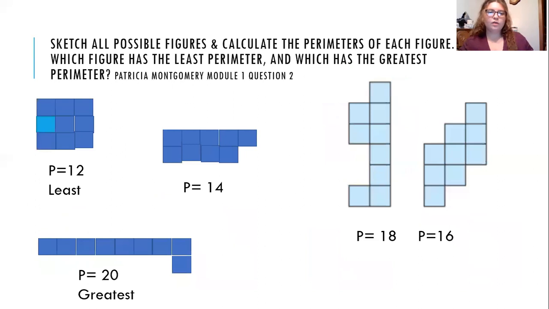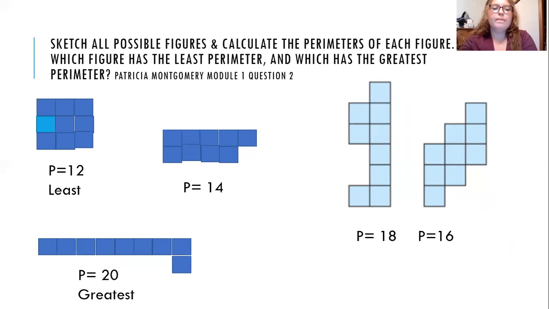So moving on to question 2. It gives us the ones that I have here in the light blue. And it says, sketch all possible figures and calculate the perimeter of each figure. Which figure has the least perimeter and which has the greatest? So we'll start out by noting that it also told us that each of these sides is worth 1. So whenever we do the perimeter of something, you add up all the sides and whatever the total is, that is the perimeter.